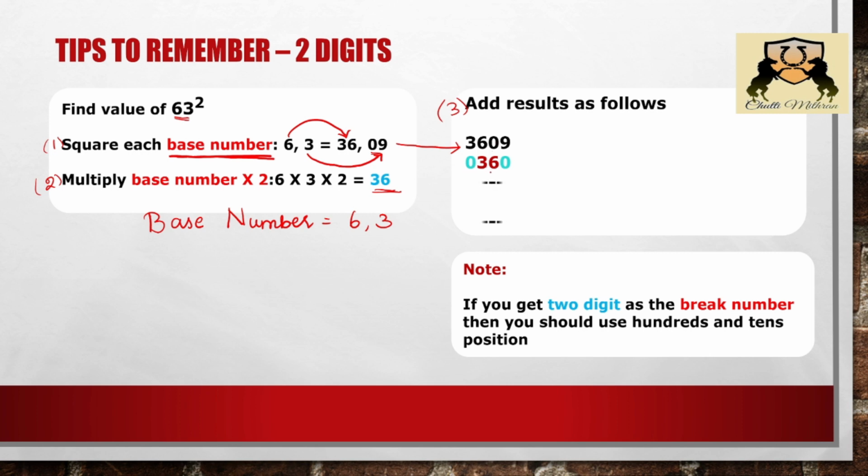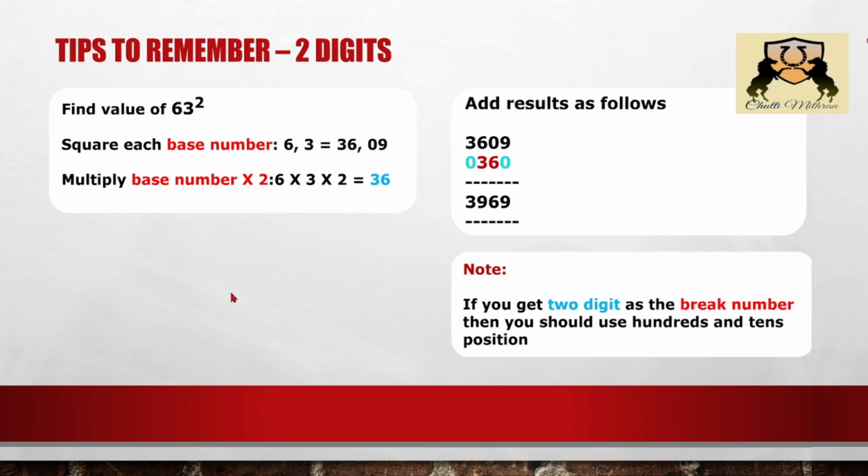Now we're going to add the result. So it is equal to 3969. So 63 squared is equal to 3969. You may check the answer in a calculator and I'm sure the answer is correct. Now, we found the value of 63 squared. Let's try another question.